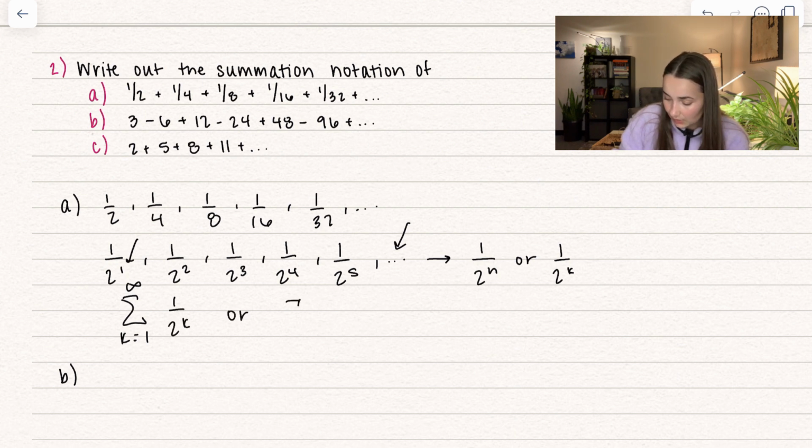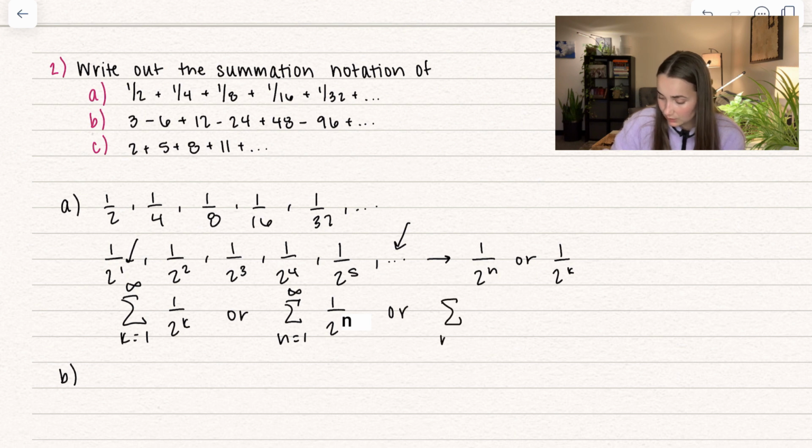If you write it with n's, you could do n equals 1 to infinity of 1 over 2 to the n. You could even change your starting index, so maybe we want to start at 0, n equals 0 to infinity. Then what we would need to do is we need to add 1 to the exponent. Since we took away 1 from the index, we need to add 1 to the explicit formula.